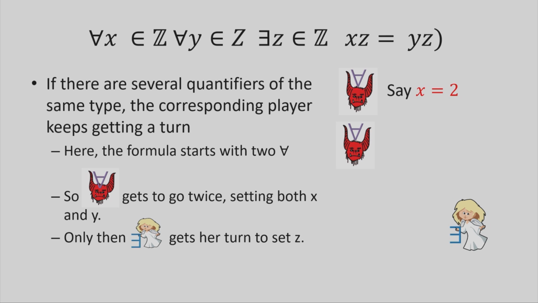Say he selects x to be 2, and then he selects y to be 3. So far, so good. What is she going to say to that? So far, x is not equal to y. Can she find a z that would make the two products equal? And indeed she can. She says, well, take z equal to 0. No matter what your x was, no matter what your y was, z equal to 0 is going to work, because both x times z will be a 0 and y times z will be a 0. So she wins.